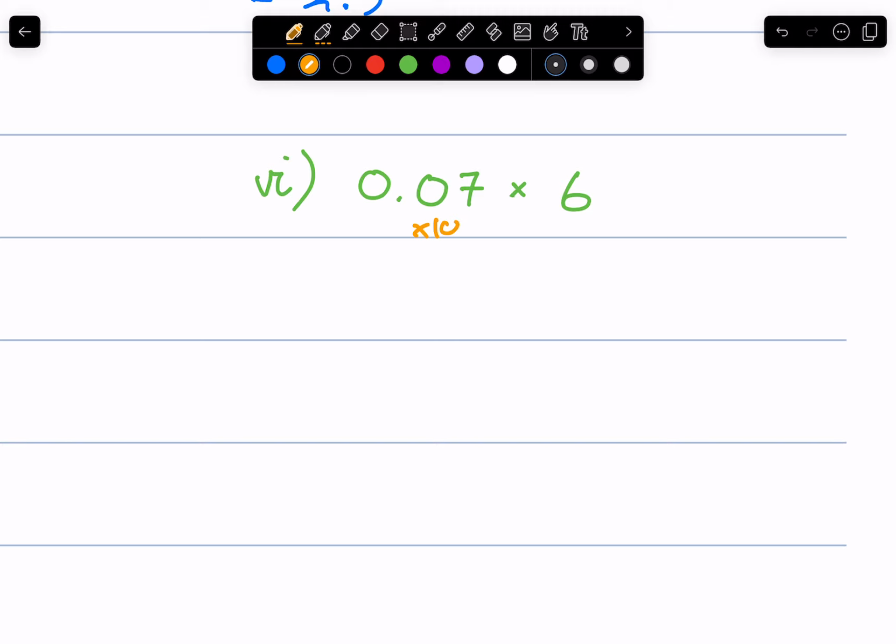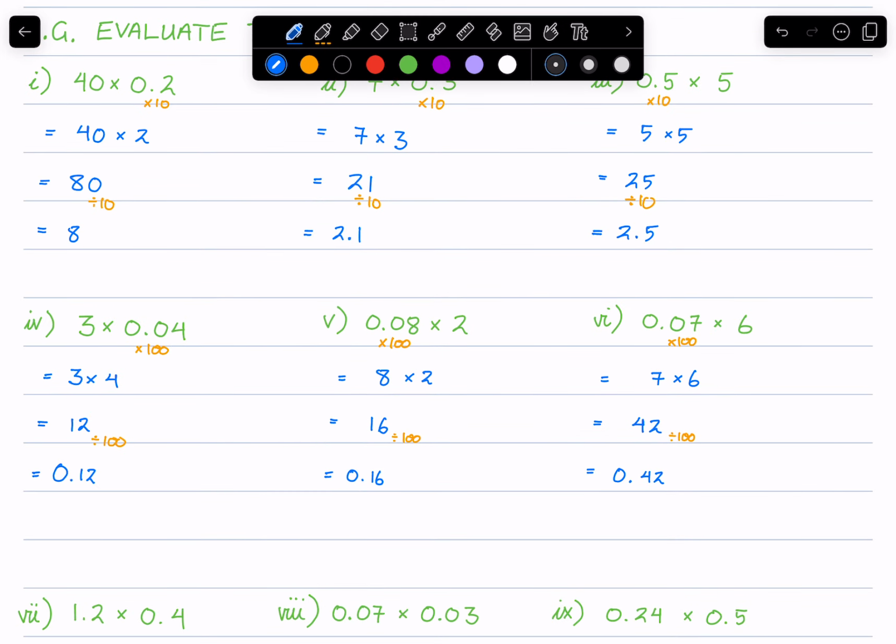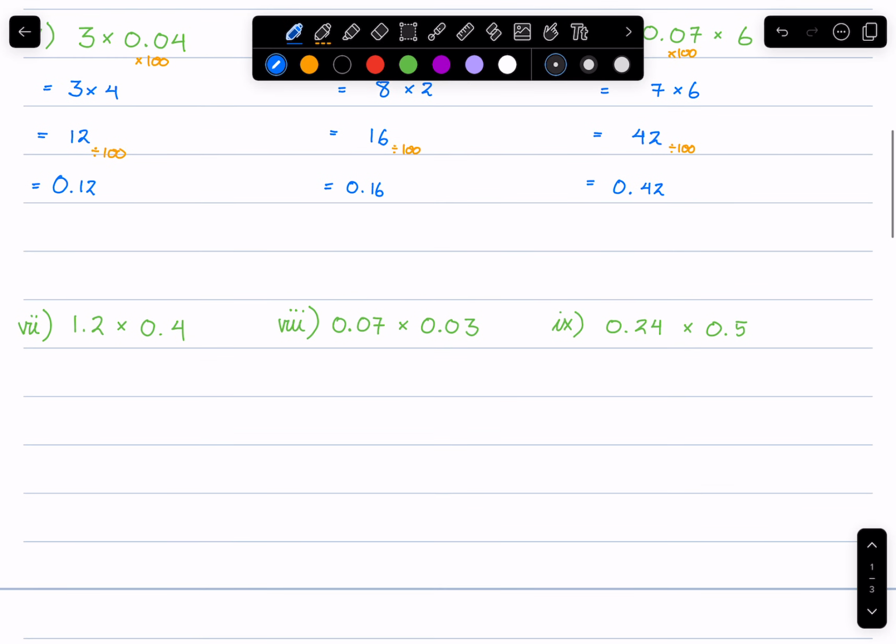Okay, let's keep going with this one. Once again, multiplying this one by 100, this question becomes 7 times 6. 7 times 6 is just 42. And since, again, we multiply by 100, we need to reverse that by dividing by 100. So, moving the decimal place back 2 spaces, this becomes 0.42. Alright, last set of examples.